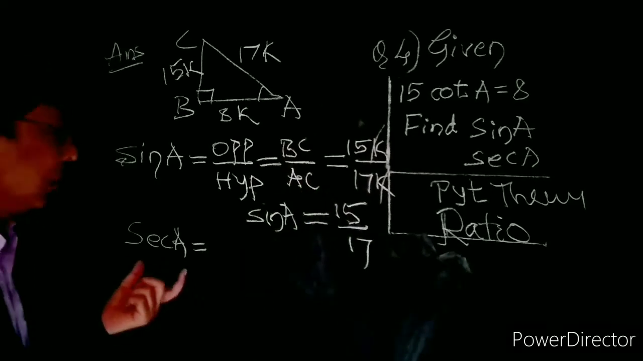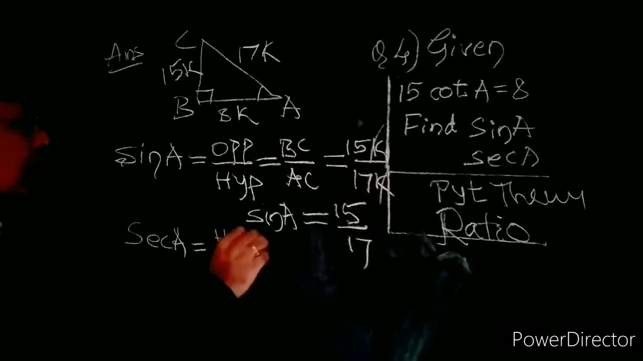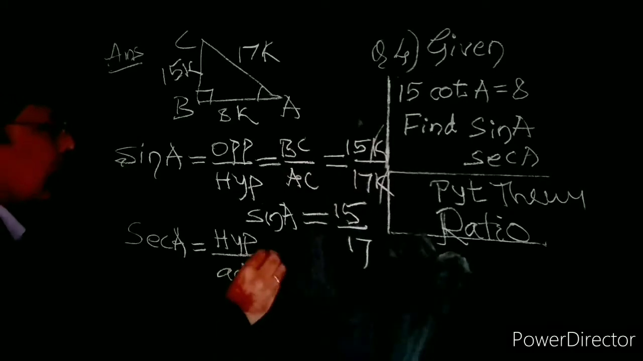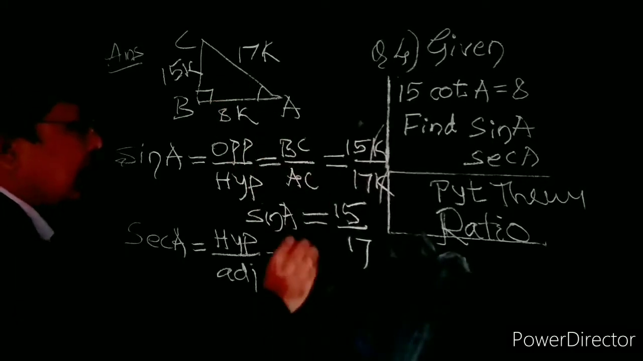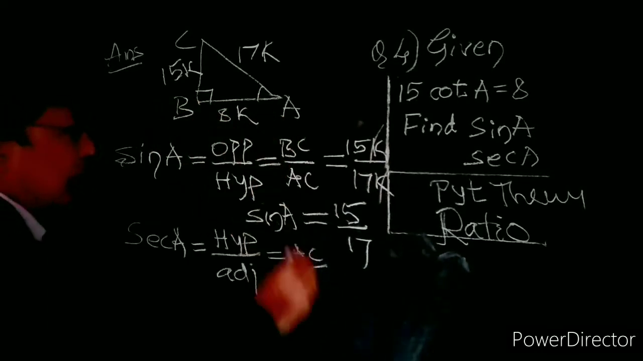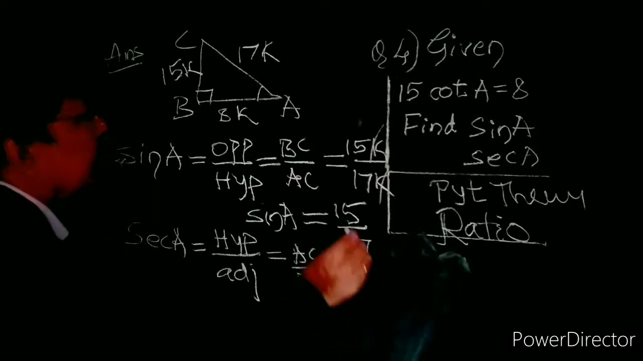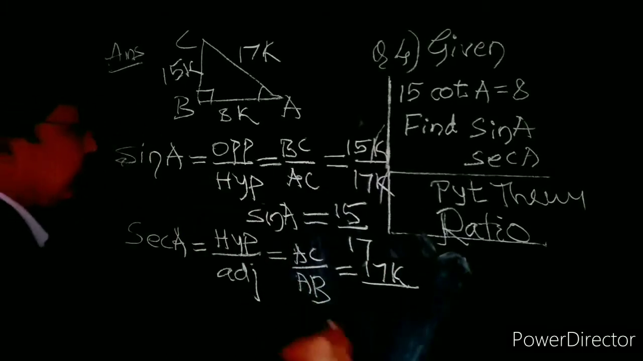Let us find the value for sec A. Sec A is nothing but hypotenuse divided by adjacent side. That is equal to hypotenuse AC, adjacent side AB, that is equal to 17k divided by 8k.